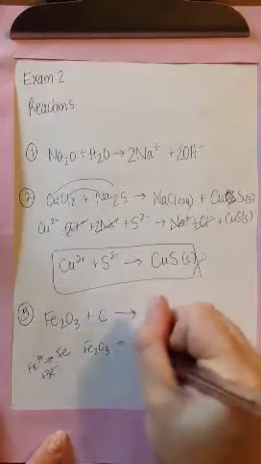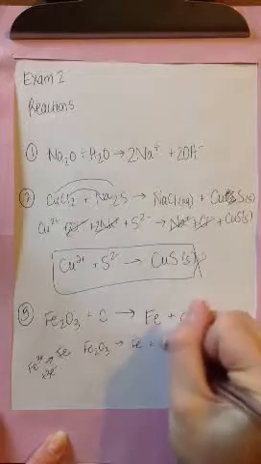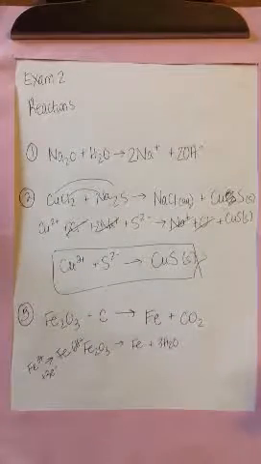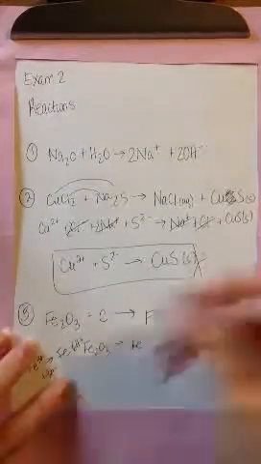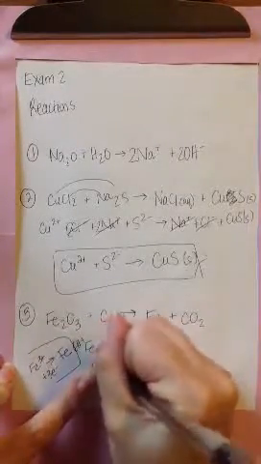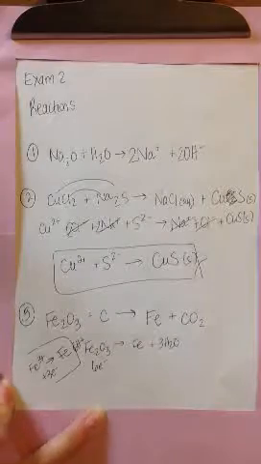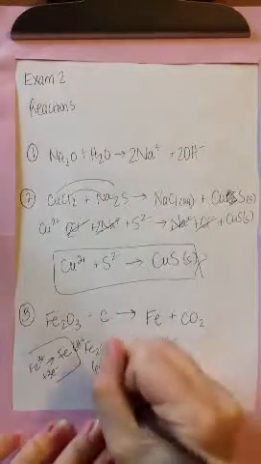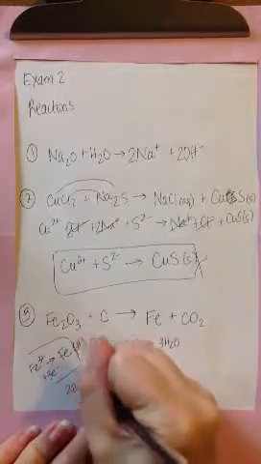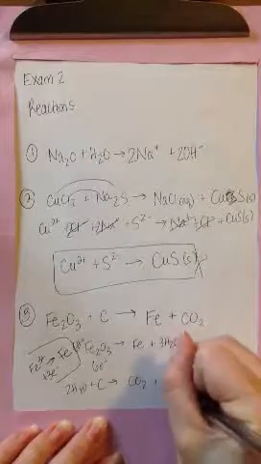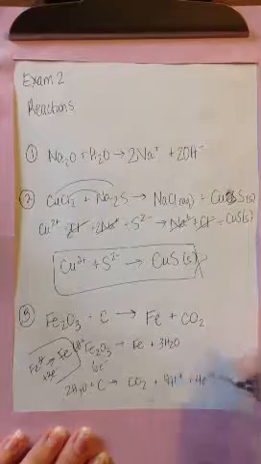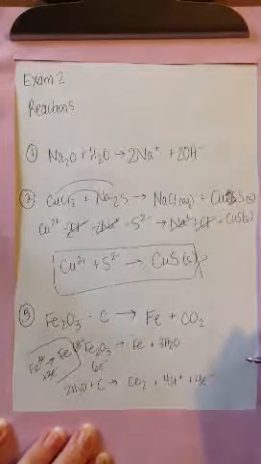Fe2O3 goes to Fe. Well, I know I need to add 3 waters, so then 6 hydrogens. So if I then do my charge, sorry, my phone is ringing. So I need 6 electrons on this side as well. And now I have carbon goes to CO2. I need 2 waters. And then 4 hydrogens. And then I need 4 electrons.